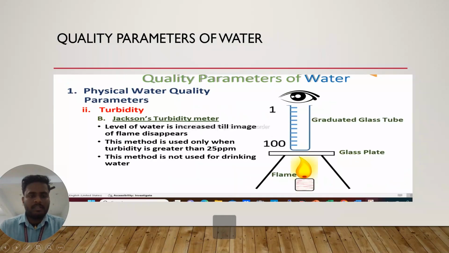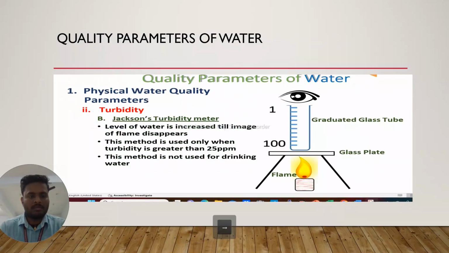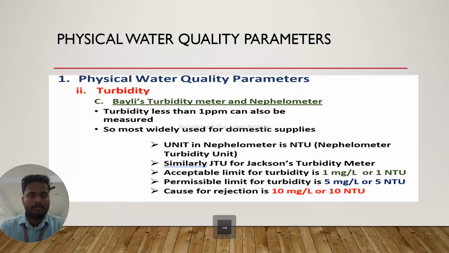So those are the three methods: the first is the turbidity rod, the second is the Jackson turbidity meter, and the third is the Baylis turbidimeter. With them we calculate the turbidity present in water.